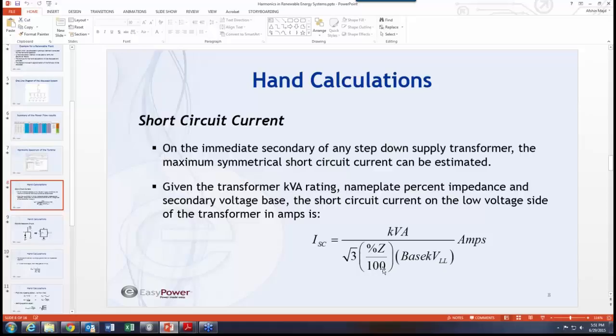There is a hidden assumption here, which I didn't mention. That's when this transformer is connected to an infinite bus or infinite utility, otherwise that becomes the maximum available short circuit on the secondary of that transformer. Because I didn't mention anything of the utility here, it's very important to know that if you have a utility and it has an internal impedance, this value is going to come down. But if not, then that's the maximum short circuit current that you're going to get. So given transformer kVA rating, nameplate percent impedance, and secondary voltage base, the short circuit current on the low voltage side of the transformer in amps is this value.